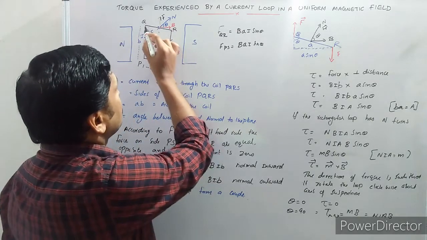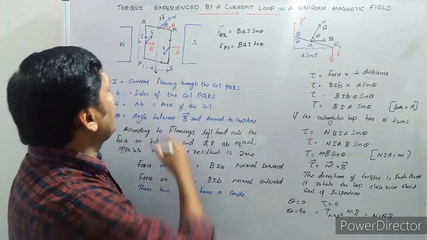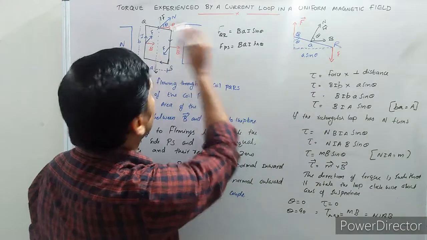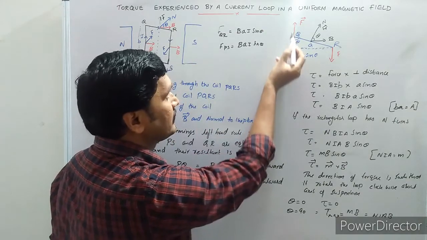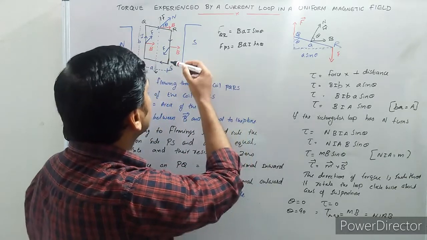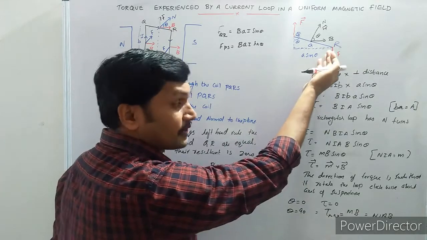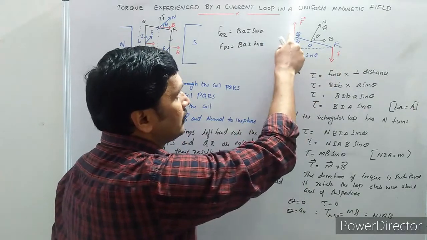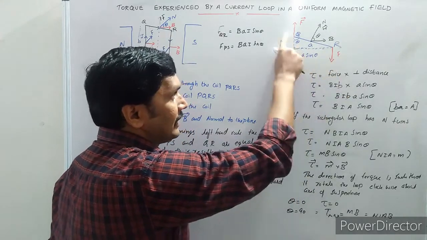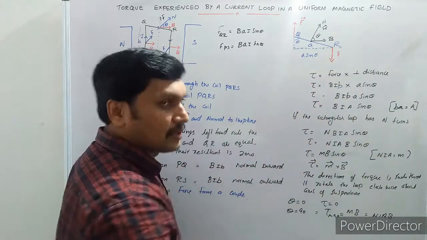For that, suppose we draw the side QR here. QR is shown here. The force on PQ is shown at the end of PQ, that is at Q, the force F acting inward, and the force on RS is shown at the end R, that is the force outward. This is the inward force and this is the outward force. So two forces whose lines of action are different, and they are equal, so they produce a torque.